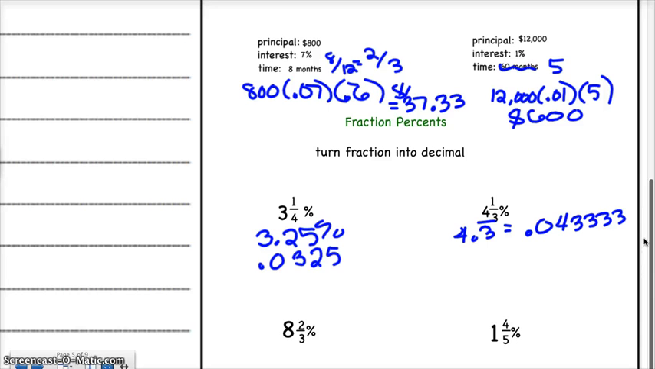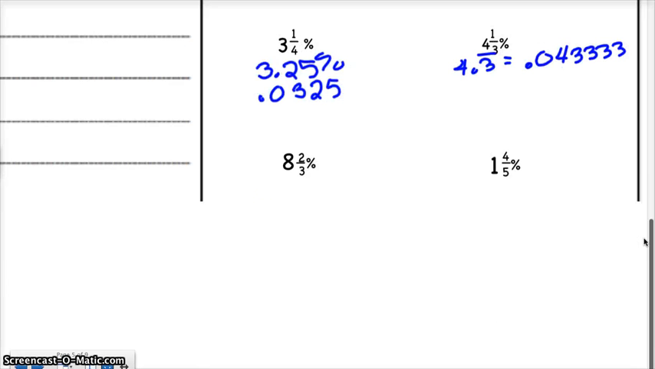Okay. All right, 8 2/3%, that's a 0.6. That would be 8.6%, which is 0.08666666 all the way over. And 1 4/5, what is that? 1.8%, which is 0.018.